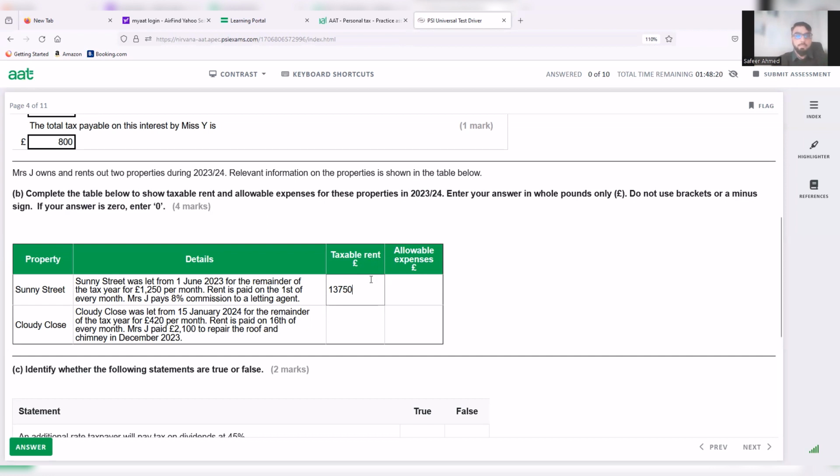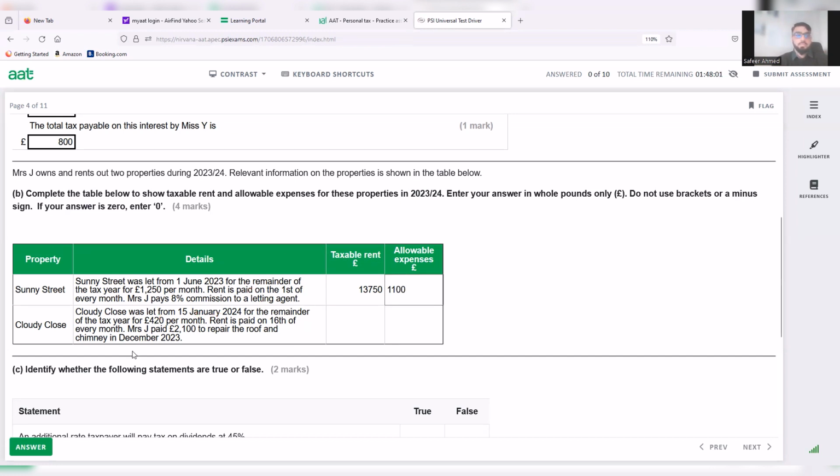Does that make sense? And the allowable expense in this case is 8% commission, which is sales agent commission, which is based on your taxable rent. So 13,750 times 8% gives you 1,100. Okay, so that's in relation to the first property.